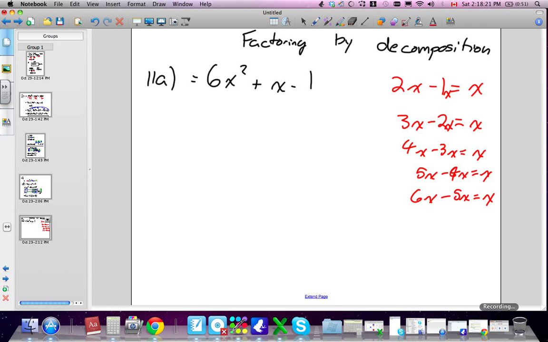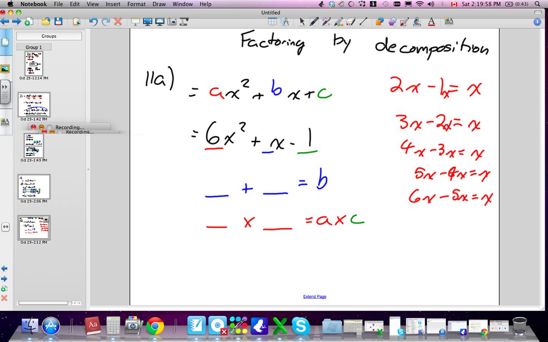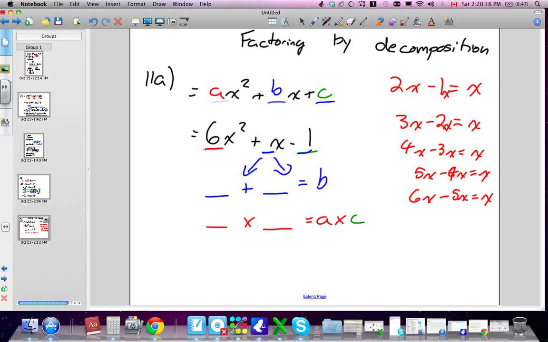To figure out what two numbers we got to break these two into, it needs to be a pair that adds to B, which is this term here, and they need to multiply to our A term times our C term. So in other words, what that means for us here is we need two numbers. We'll put it on the side here. Something plus something equals positive 1. That's our B term, right? And we need something times something, same two pairs, that equal 6 times negative 1, which is what? Negative 6. So they got to multiply to negative 6.